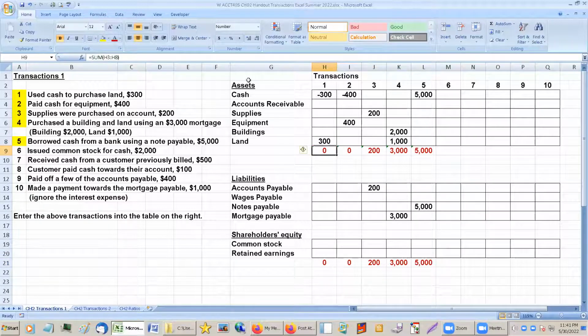And notice that the asset side has to balance, no matter what the transaction is, it has to balance with the liabilities and equity side. So the first two were all in the asset accounts, one trading one asset for another. But you'll notice that these are still in balance because as one side goes up, so does the other side.